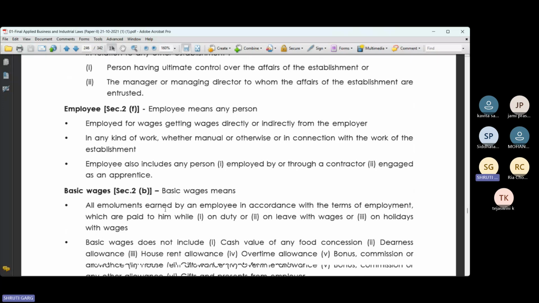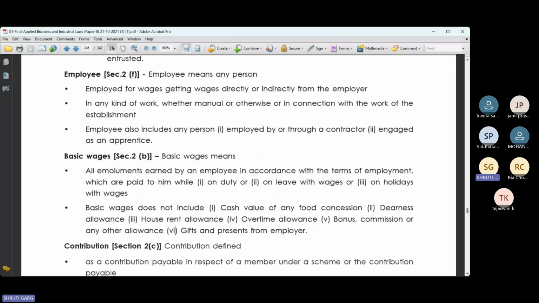Now the meaning of wages. Wages: all emoluments which are earned by an employee in accordance with the terms of employment, which are paid to him while on duty, on leave with wages, on holiday with wages. All emoluments which have been earned by an employee in accordance with the terms of employment and which are paid to him whether he is on duty, on leave with wages, or on holiday with wages.